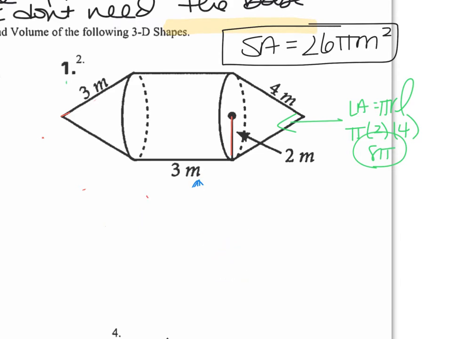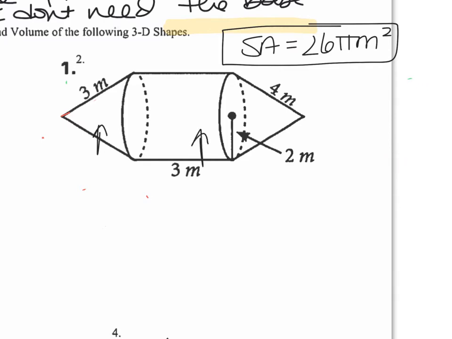And let's talk about volume. I just have to find the volume of 3 problems. Volume here, volume here, volume here. So, if we take a look-see, the volume of a cone, this one first, is 1/3 pi r squared h.